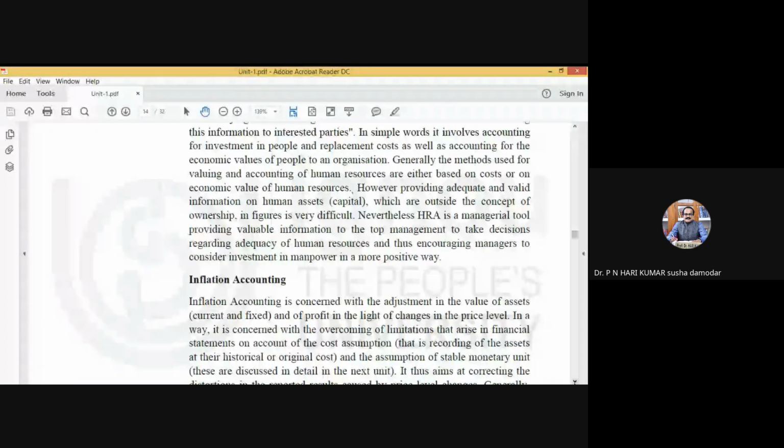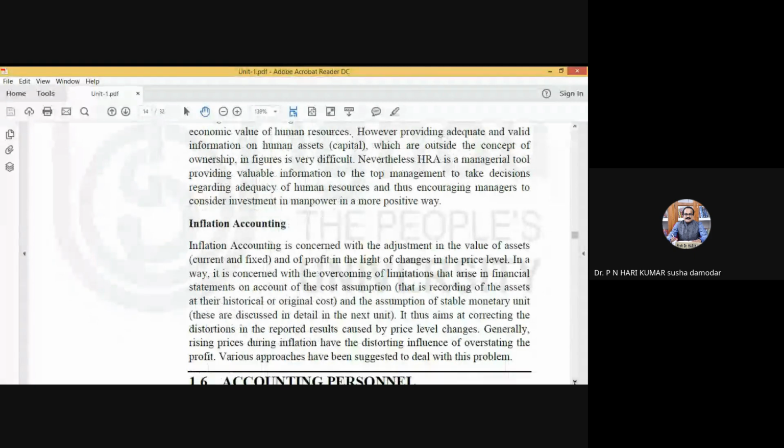Inflation accounting, price level changes based on inflation. So there is a change in the price level due to inflation. Then how far does the inflation affect the business organization? So this is called inflation accounting.